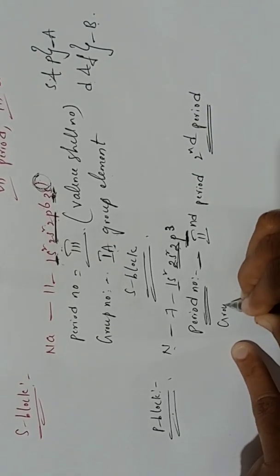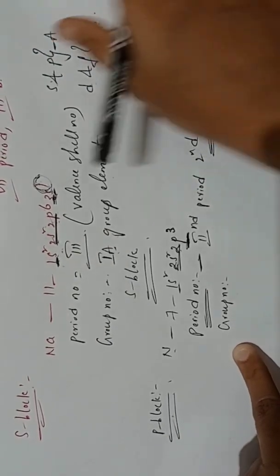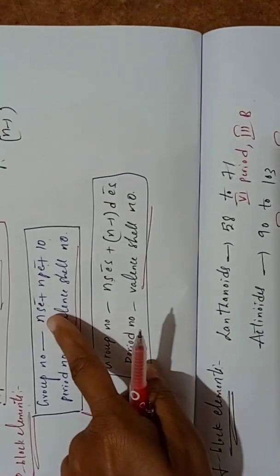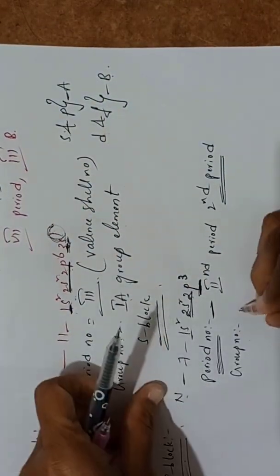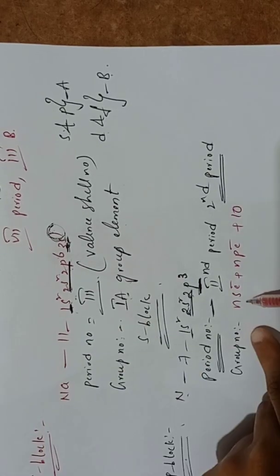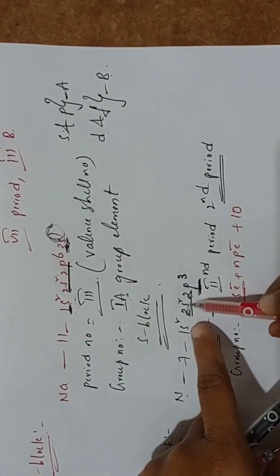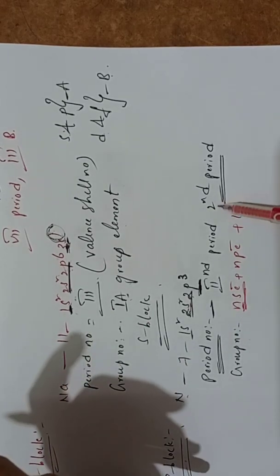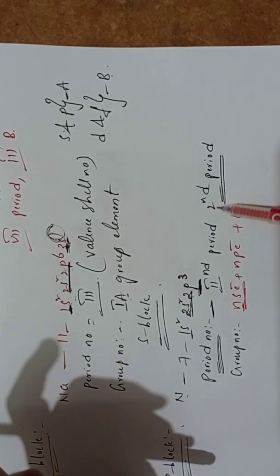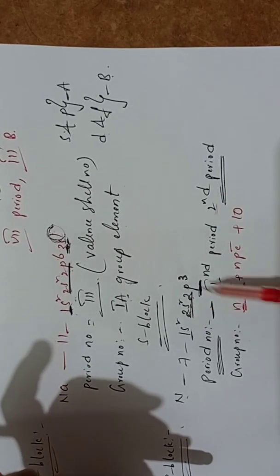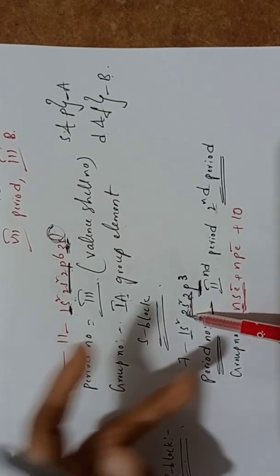Now see, students, what is the group number? I told you the formula. Group number is equal to what is the formula? ns electrons plus np electrons plus 10. ns electrons means here s. n is what, students? Valence shell. Valence shell is which one? Big number. Valence shell, last shell or big number, second shell. So in the second shell, ns, n is 2.